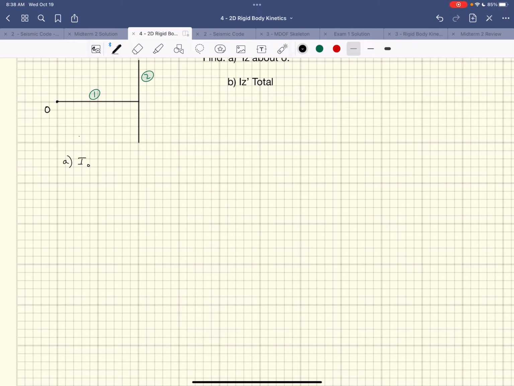When you do 3D stuff, our moment of inertia actually becomes a 3x3 matrix, that's what you get to look forward to. But right now it's just going to be one value, and it's going to be the moment of inertia about the axis that's coming out of the board. So your axis is coming out like this, coming out of the board like that.